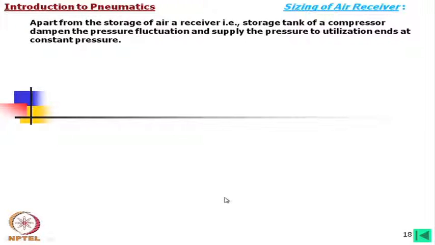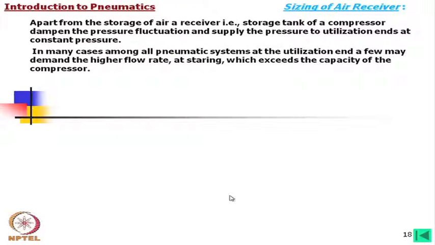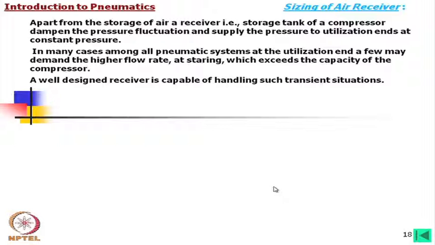Apart from storage, the air reservoir, that is the storage tank of a compressor, dampens the pressure fluctuation and supplies the pressure to utilization ends at constant pressure. In many cases, among all pneumatic systems at the utilization end, a few may demand a higher flow rate at starting, which exceeds the capacity of the compressor. A well-designed reservoir is capable of handling such transient situations.